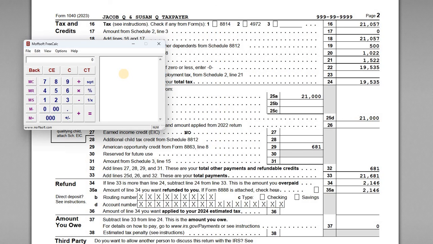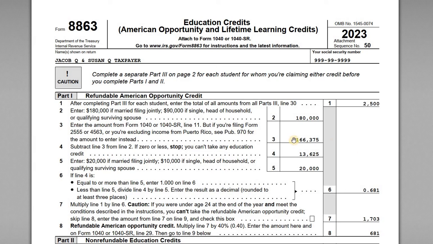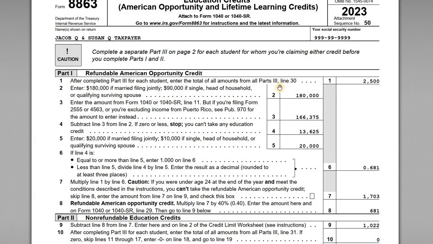So if I add up 1,022, 681, we've got 1,703. So of the $2,500 credit, we were able to get $1,703 of a benefit. And that's because of the phase out again. So the 8863 here, because our income was between 160 and 180, we've got to have the phase out, which was this percentage. All right, so that covers it for this video.